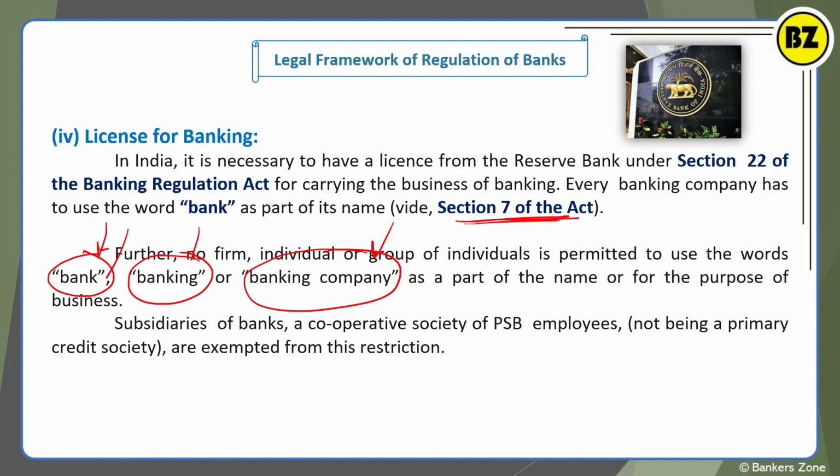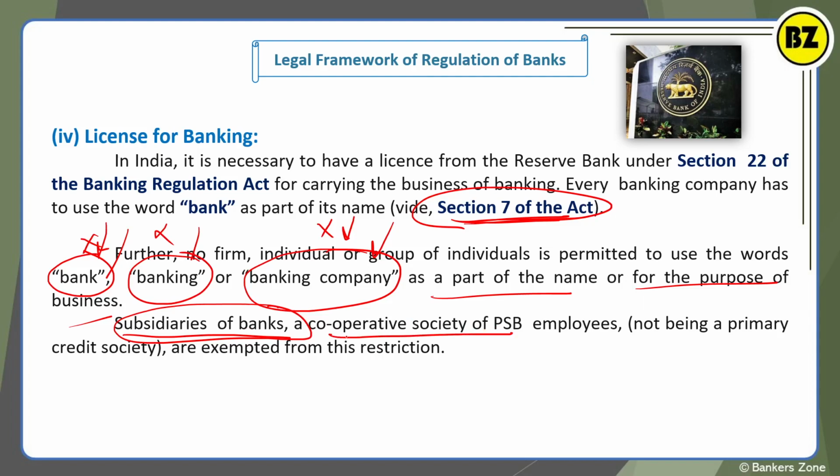Here it is specified who can use it. As part of their name for the purpose of business, nobody other than the authorized entity can use bank, banking and banking company. These are restricted as per section 7 of the Banking Regulation Act. Now see, there are some exceptions, like a subsidiary of the bank. Say State Bank had a subsidiary like Travancore Bank, right? So if there is a subsidiary of the bank, then they are allowed to use the word bank.